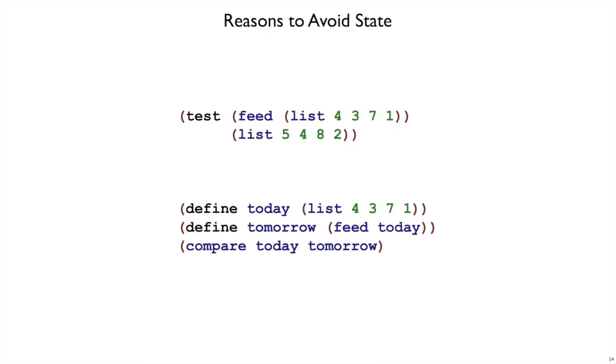And avoiding state comes with some advantages. So when we're trying to test our feed function, we can give it a list and just check that the result list is the right list. We don't have to set up an array and then check how that array is changed afterwards.